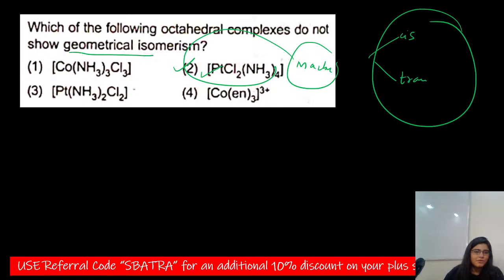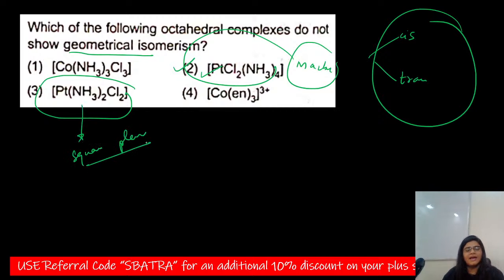Now similarly, this one is a square planar complex, but we can have a cis and trans combination. With two ammonia ligands opposite to each other and two chloride ligands opposite to each other, this is your trans formation. If two ammonia ligands and two chloride ligands are at 90 degrees to each other, this is your cis formation. So yes, we can get geometrical isomers over here.